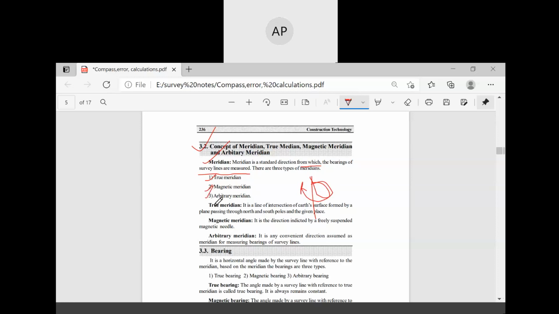So what is true meridian? It is the line of intersection of the Earth's surface formed by a plane passing through the north and south poles at the given place. Magnetic meridian is the direction indicated by a freely suspended magnetic needle. And what is arbitrary meridian? It is a convenient direction assumed as meridian for measuring bearings of survey lines.